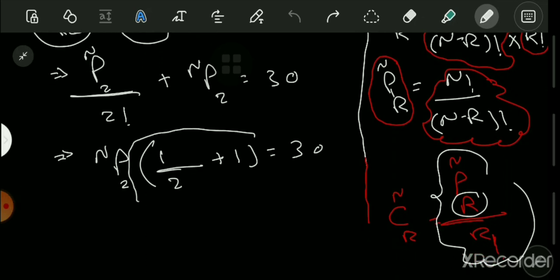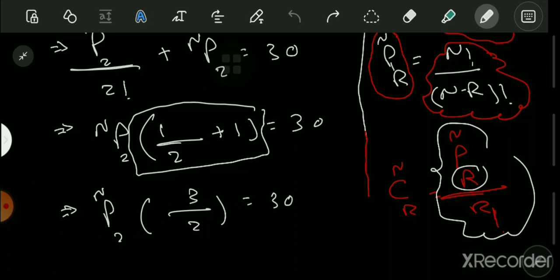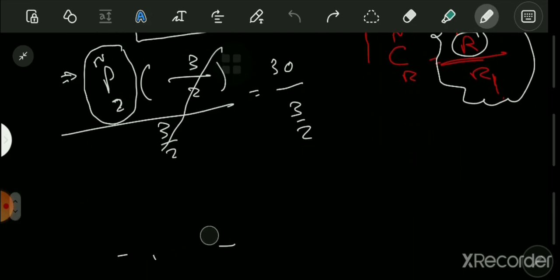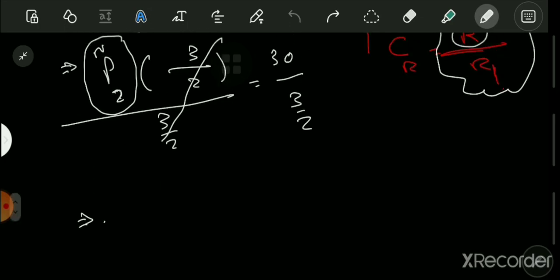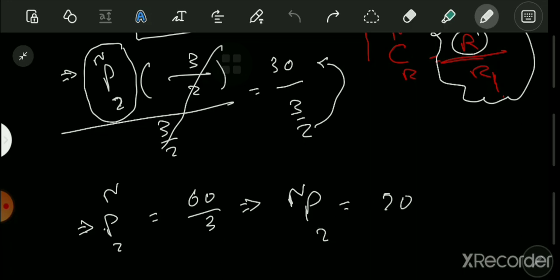Now, inside the bracket, what about uniting the denominators? So it will be here 3 over 2 equals 30. Now, I want nP2 alone. This is 3 over 2, so what about dividing by 3 over 2 on both sides? So this will cancel with this, and still here nP2 equals, now this will be flipped and I will multiply it by 30, so it will be 60 over 3. So nP2 equals 20.